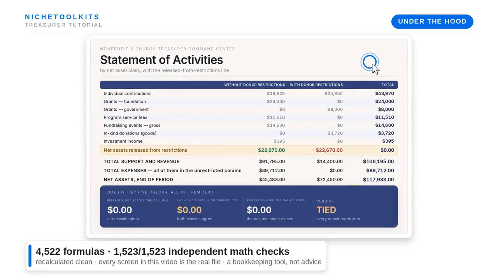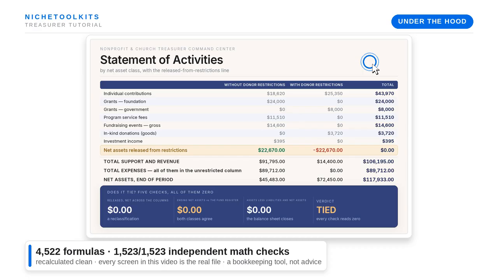That's 1,522 formulas across 15 connected tabs. Before filming, the workbook was recalculated clean, 0 formula errors, and passed 1,523 out of 1,523 independent math checks. All 5 tie checks read 0. Every screen in this video is that real file.